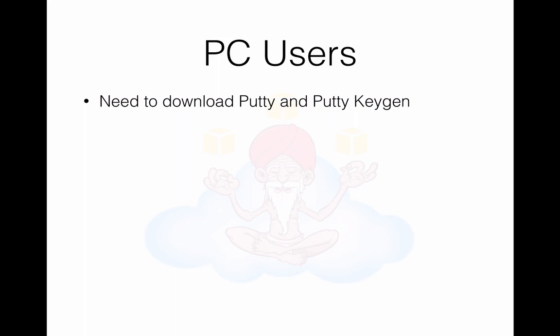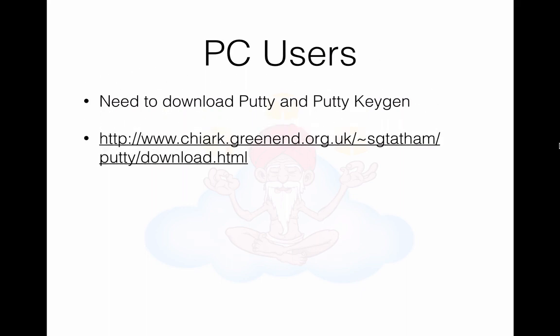Now a PEM file is your private key file, and that's generated when you provision an EC2 instance. So you'll be able to download that PEM file, and then you just need to convert it to a PPK file using PuTTY Keygen. If you don't know how to do that, there are plenty of videos on YouTube. Just type in PuTTY Keygen PEM to PPK, and there'll be plenty of tutorials showing you how to do that. You can get PuTTY and PuTTY Keygen from that site. Again, you can just type it into Google, but that is the official site for PuTTY and PuTTY Keygen.